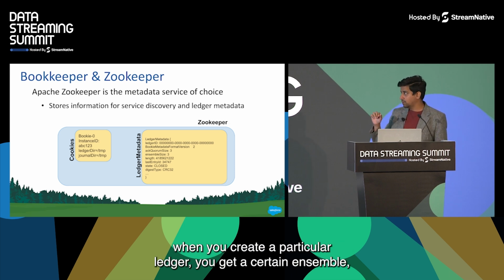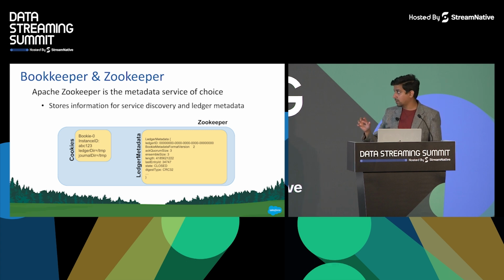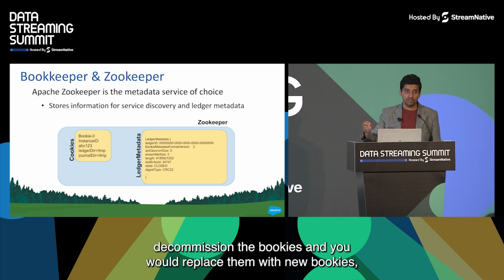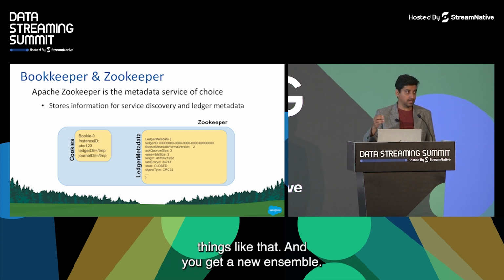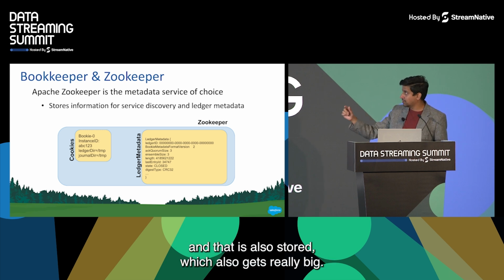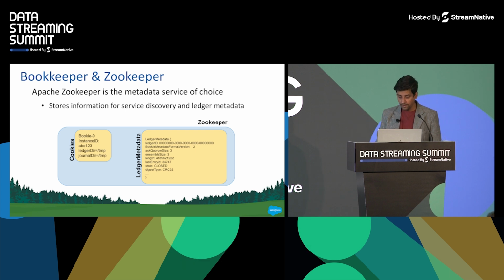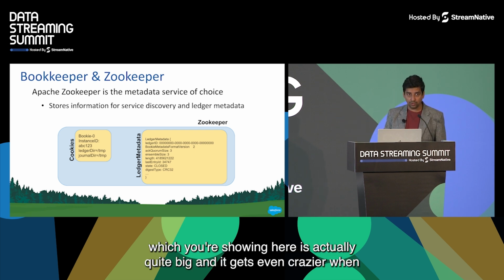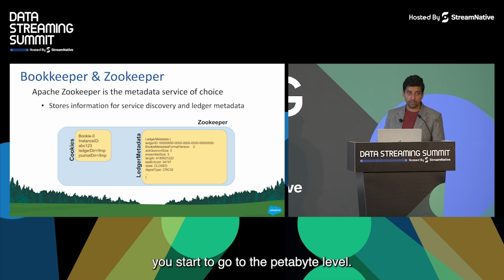Something that I've not shown here, which is actually very prevalent, is the segments in the ledger metadata. For example, when you create a particular ledger, you get a certain ensemble, and then over time, those AWS instances would go away, or you would decommission the bookies and replace them with new bookies, and you get a new ensemble. So this chain of different ensembles is called a segment, and that is also stored, which also gets really big. It might not be very obvious, but the ledger metadata which you're showing here is actually quite big. And it gets even crazier when you start to go to the petabyte level.